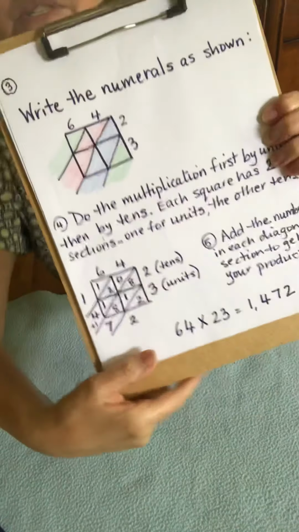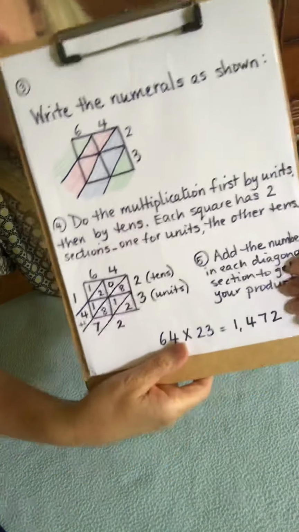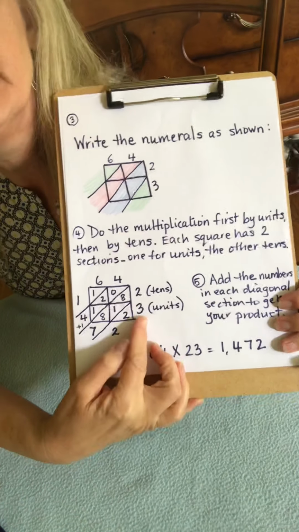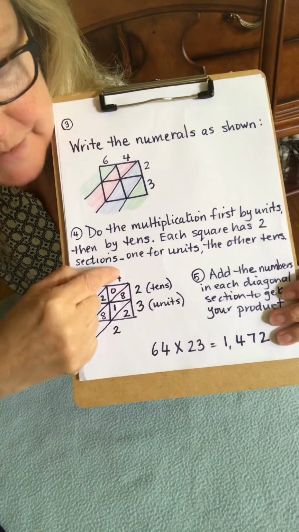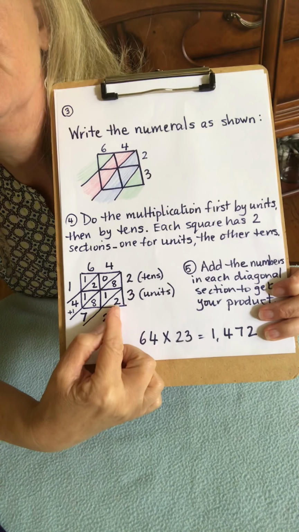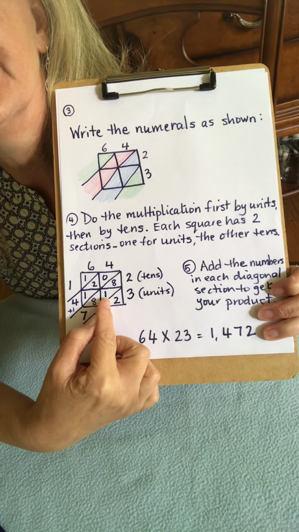Okay, so now we're going to start multiplying. So first we're multiplying by 3. So 3 times 4 is 12. Put down our 2, carry over our 1.